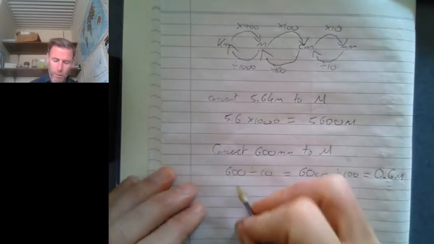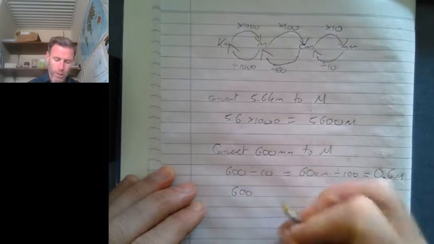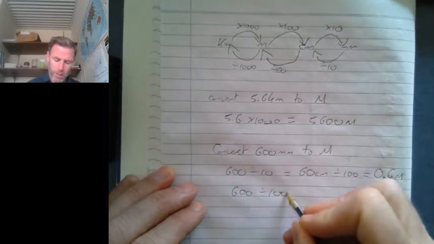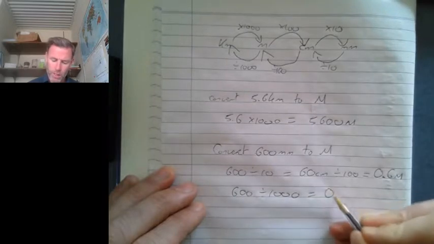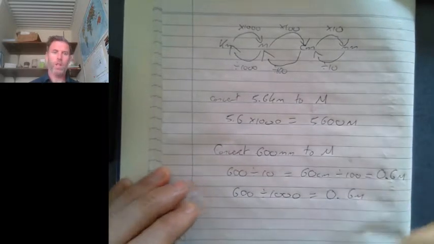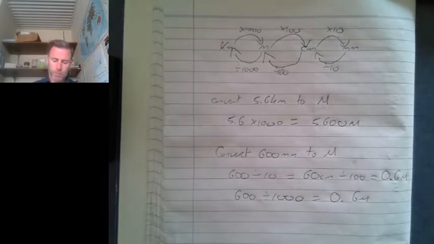If you wish you can do it this way, or if you prefer, you can take 600 divided directly by 1000, because there's 1, 2, 3 zeros, and your answer is the same. So that was the first thing we did when we reviewed measurement.